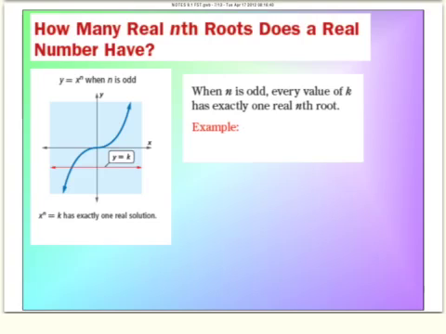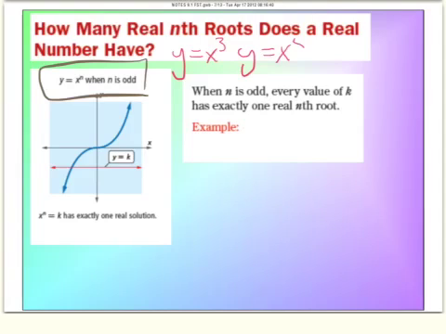Now in this slide, we are going to address the 5th objective, which is to determine the number of real nth roots of a number. They're going to break it down into even and odd functions. The first one is this. They're going to say, what if we have an nth power that's odd? What you might be used to seeing would be something like y equals x cubed, y equals x to the 5th, and so forth.